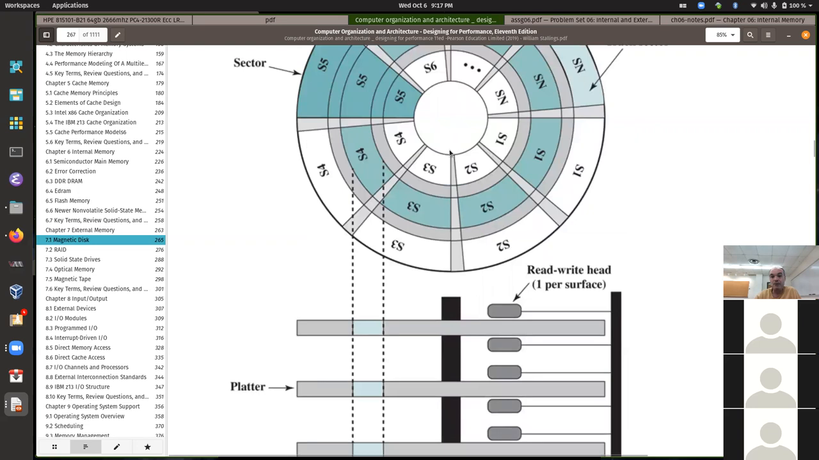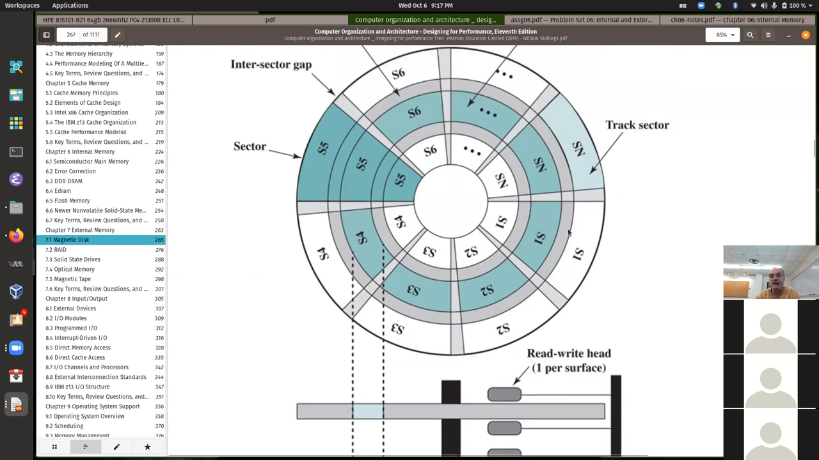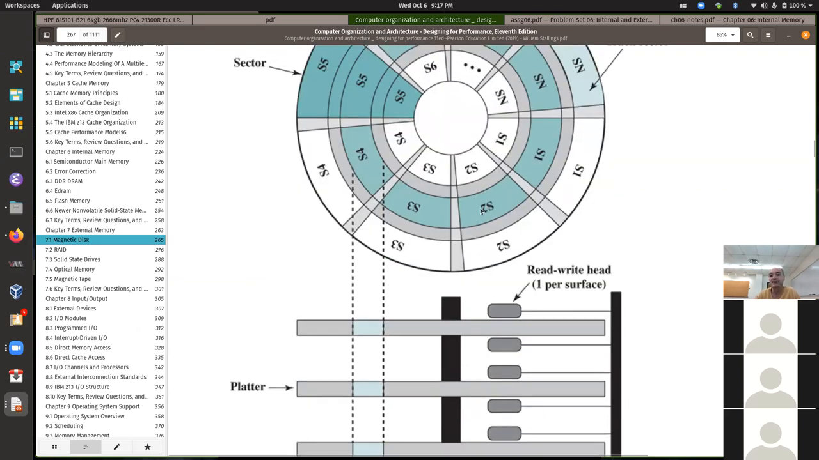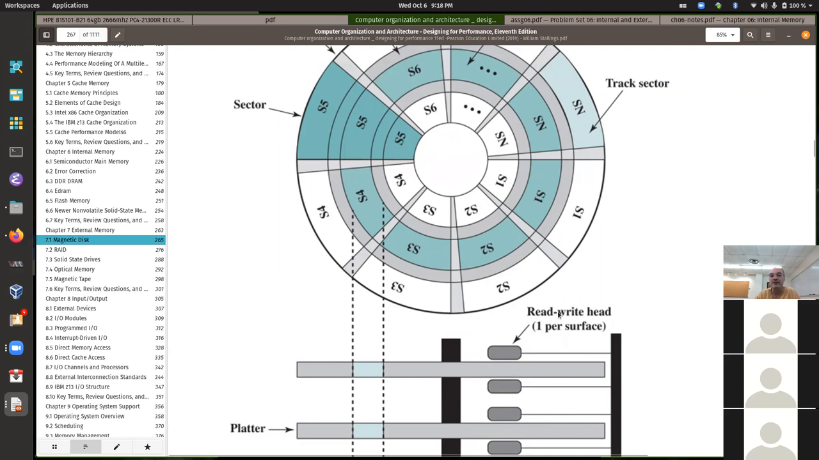Simply by rotating this, and with the read-write head moved in or out, you can position over a particular track. Then you have to wait for the sector to rotate under the head once it is positioned on the right track, to get to the sector that you want to read or write. As it's rotating under, by setting the voltage on your read-write head, you can either write data onto that sector as it's passing under, or read it back out if you're doing a read operation.